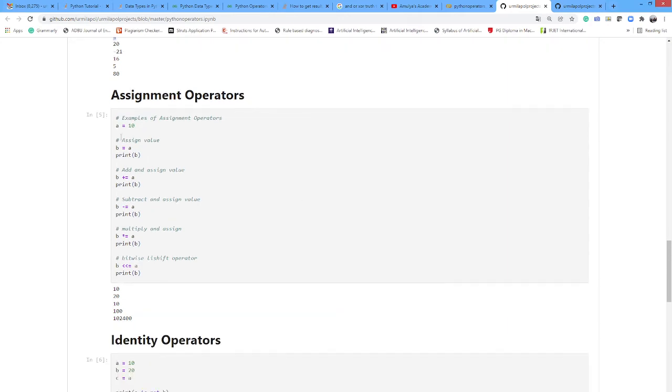Assignment operators: A is equal to 10, B is equal to A, it will assign the value of A to B. Print B, it will give 10. Then add and assign value: B is equal to B plus A. Print B means, A is equal to 10 and B is equal to 10, then it gives 20.